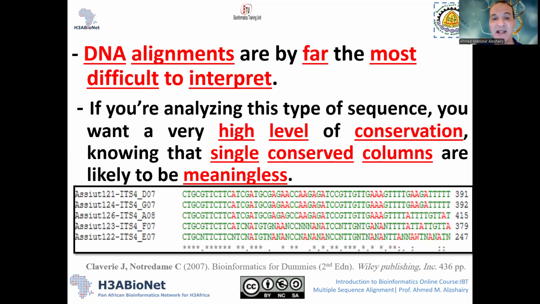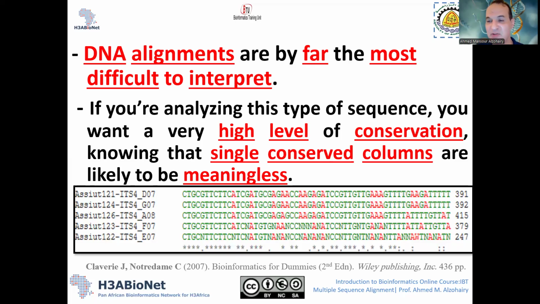We have to know that DNA alignments are by far the most difficult to interpret. So that's why DNA is much harder and more difficult than protein. Interpretation of protein alignment is much easier than DNA alignment. If you are analyzing this type of sequence, you want a very high level of conservation, knowing that a single conserved column is likely to be meaningless. So for DNA, as we said, a single column is meaningless, it is not enough.